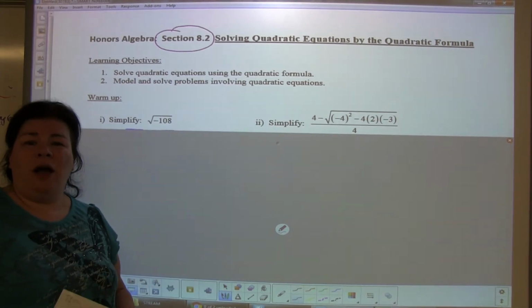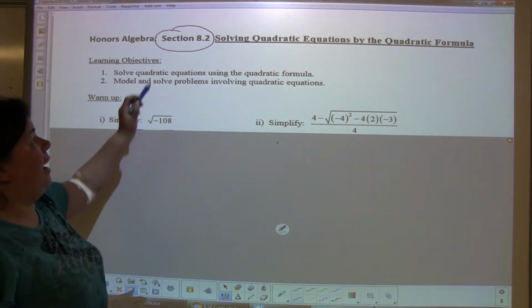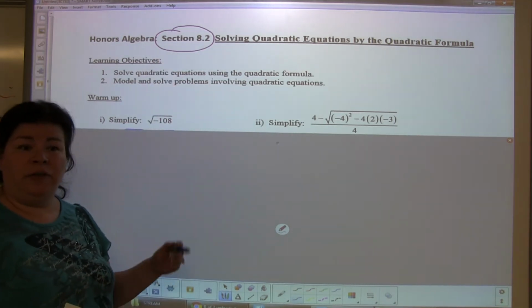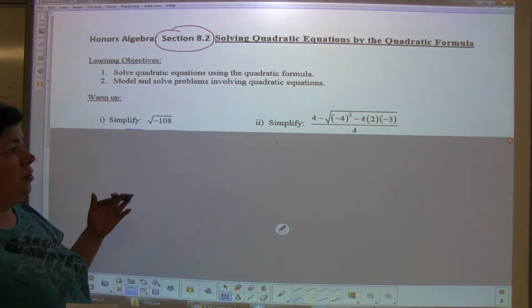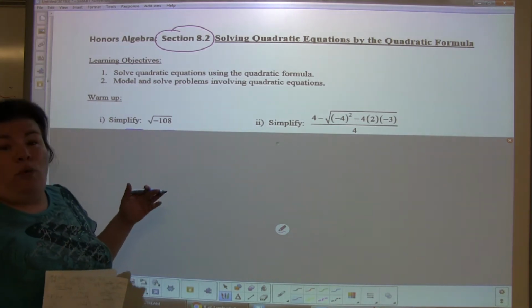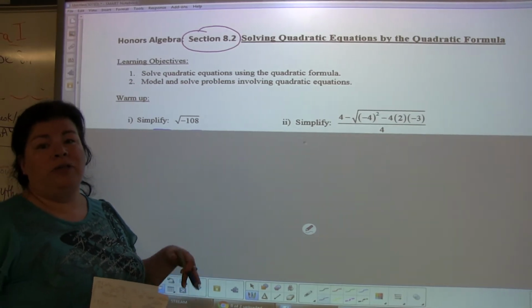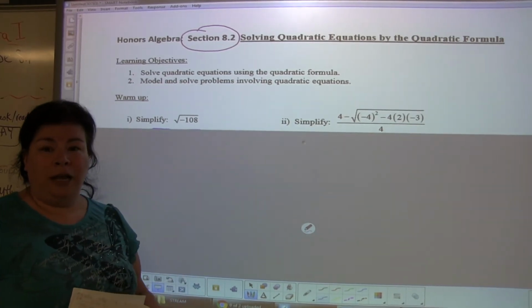Honors Algebra. You are now taking notes on 8.2 day 1, and you should have your notes in front of you and your Chromebooks, and you're going to start taking some notes. We're going to show you how to solve quadratic equations now by using the quadratic formula.